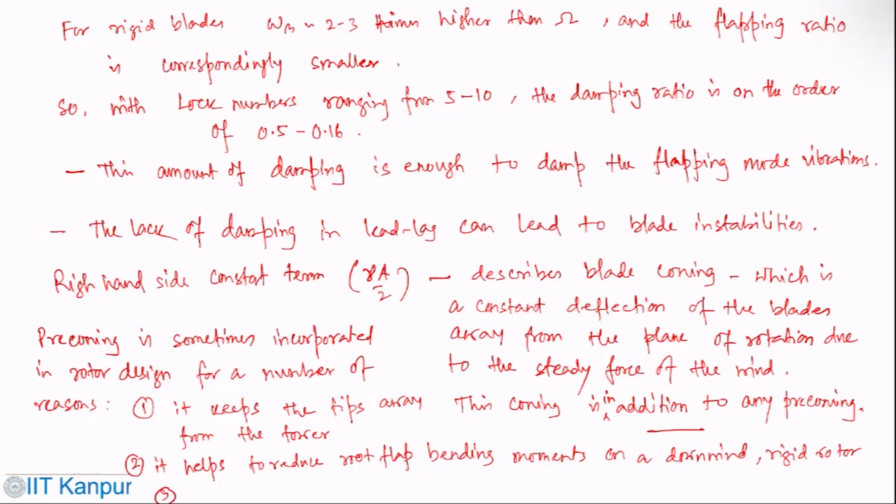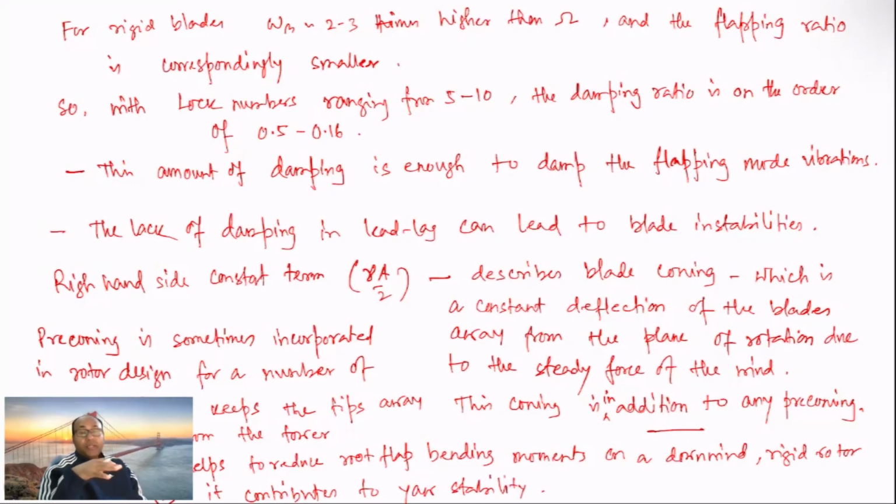And three, it contributes to yaw stability. So if you see this term sitting on the right hand side of the equation, that gamma A by 2, that gives you an idea about blade coning. Though that is essentially a constant deflection of the blade from the plane of rotation due to the steady force of the wind. That is how that takes care of.